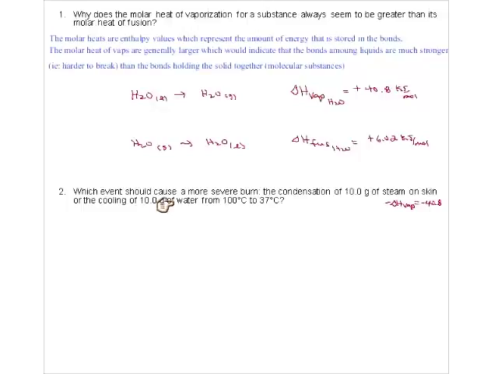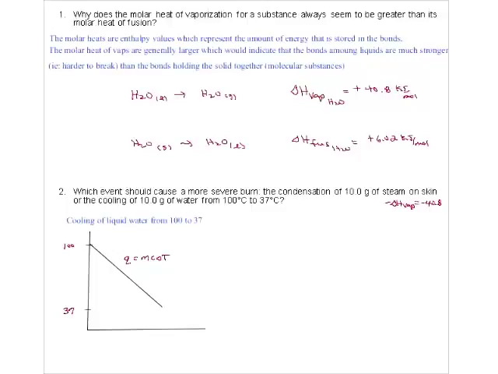You put your hand over steam, you get a severe burn. But you can plunge your hand in the boiling water and it doesn't hurt for the most part. Don't keep it in the boiling water, just plunge it. I wouldn't recommend you do any of it. So which would cause a more severe burn? And what we're looking at here is we've got to look at what's going on in each situation.